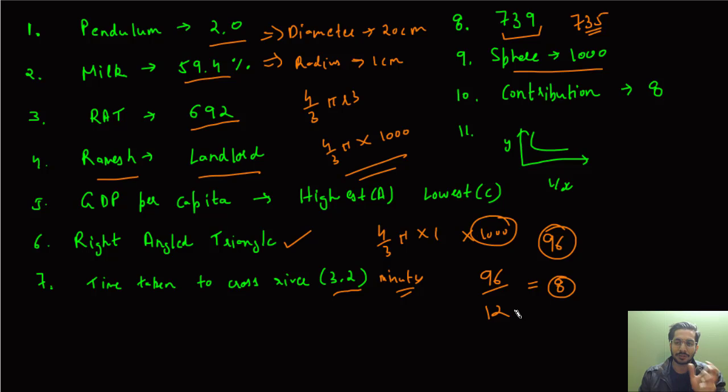Now according to the question, if I interpret the question correctly, then 4 students did not contribute. So if 4 students did not contribute, how many are left? 8 students are left. And it is also said that if 4 students did not contribute, then each student has to contribute 4 rupees extra. So if you divide 96 by 8, this comes out to be 12.